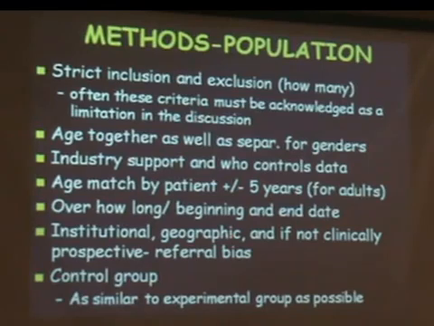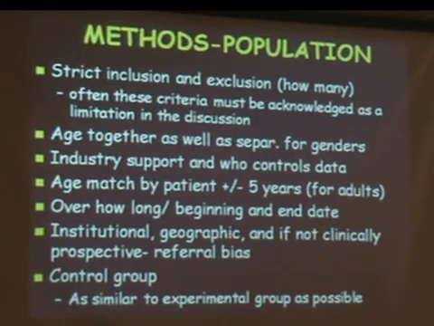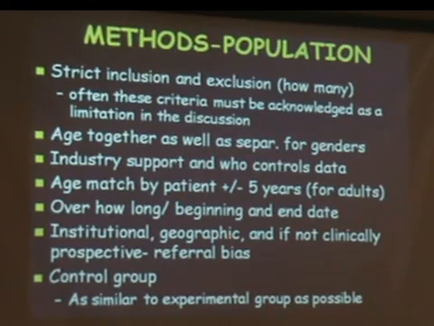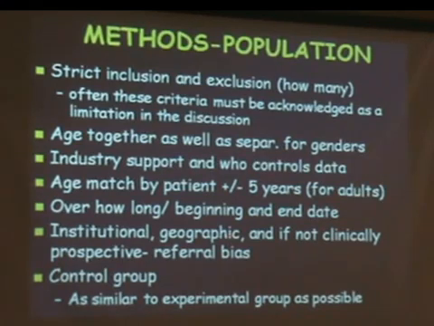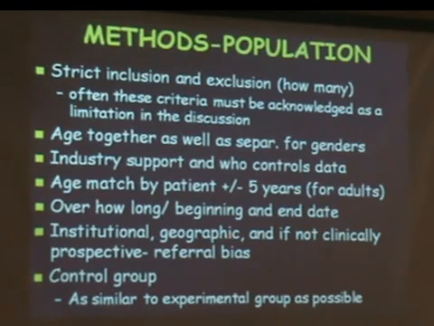First, the methods: population, strict inclusion and exclusion criteria, and you need to list who was excluded and why. Surgery was an exclusion. 8 patients were excluded who had surgery. Less than 18 was an exclusion. 5 patients were less than 18. Claustrophobia was an exclusion. No patients had claustrophobia. You need to list that. Also, note industry support of the study, because that affects the population that you select. It's a very nasty business when industry supports the study.